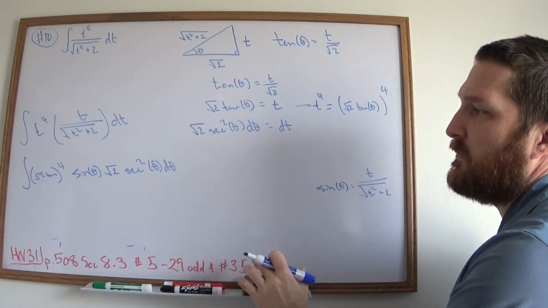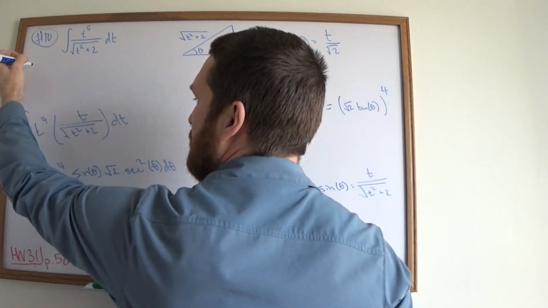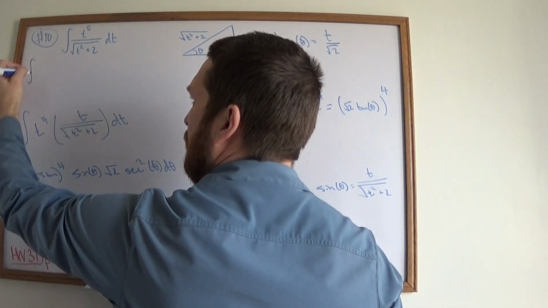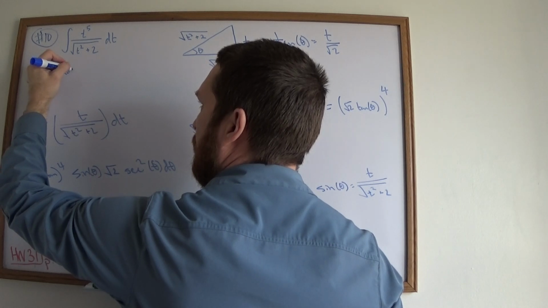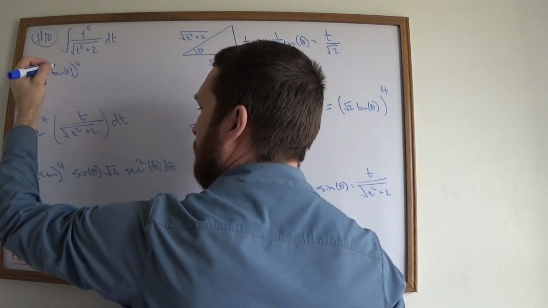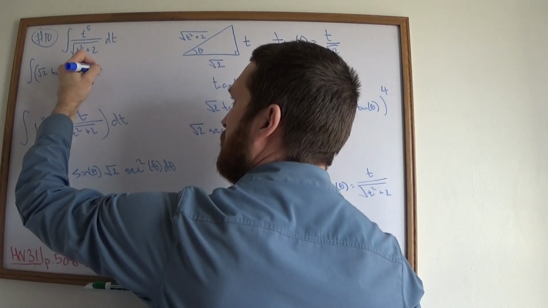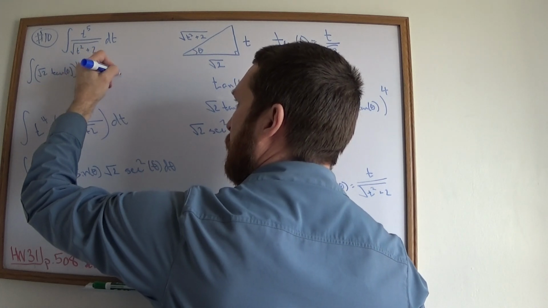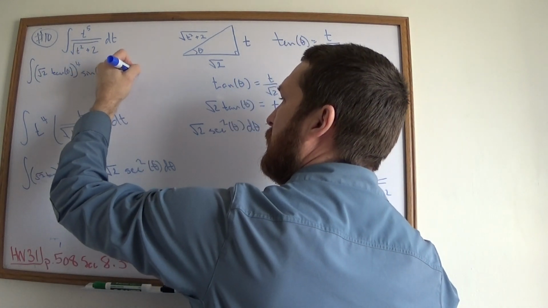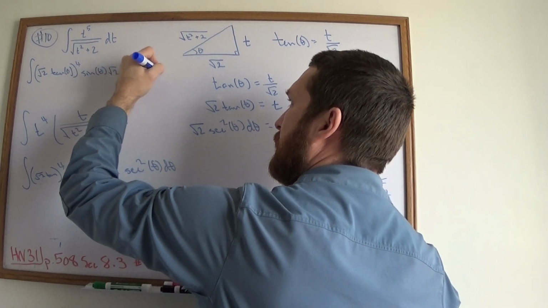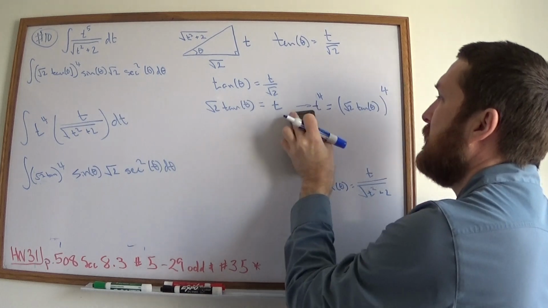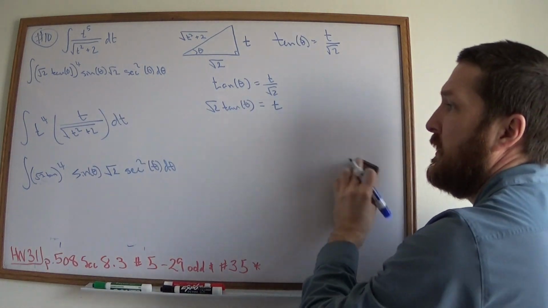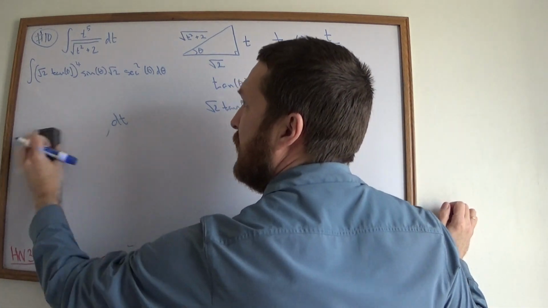Now let's see if some stuff cancels out. In fact, I'm going to write this up here. Root 2 tan theta, all raised to the 4th power, sine theta, root 2 secant squared theta, d theta. Okay, so that was all of that. I'm going to get rid of this and this. Get rid of this, and let's work.